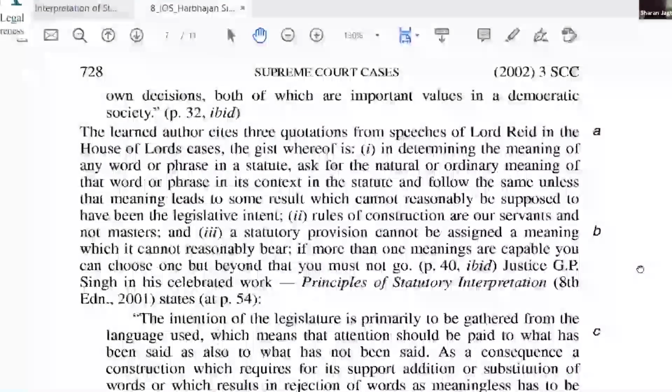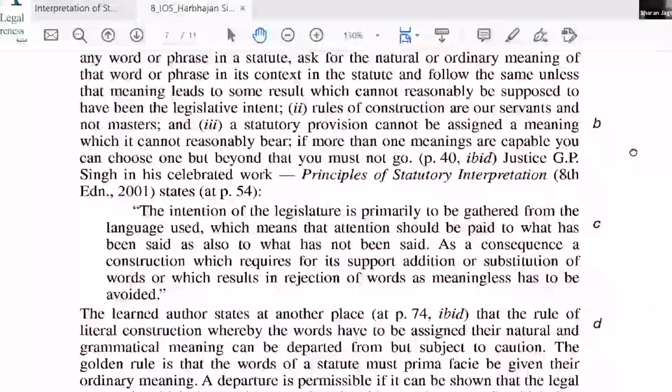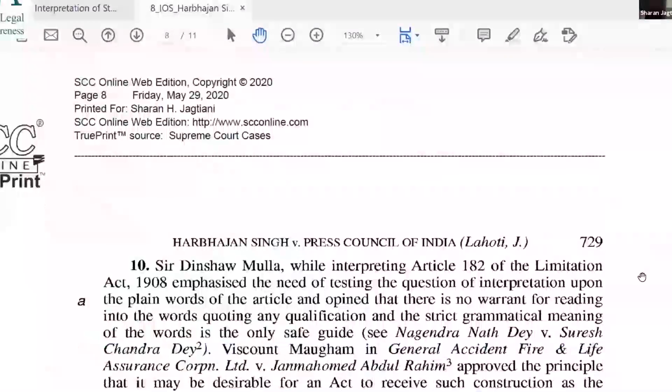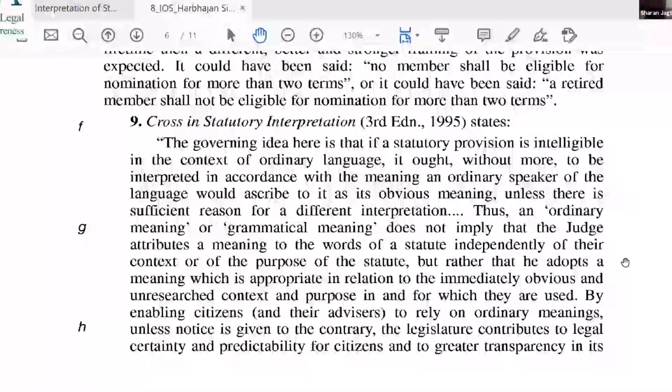The governing idea here is that if a statutory provision is intelligible in the context of ordinary language, it ought without more to be interpreted in accordance with the meaning an ordinary speaker of the language would ascribe to it as its obvious meaning. Now please note what follows. Unless there is sufficient reason for a different interpretation.